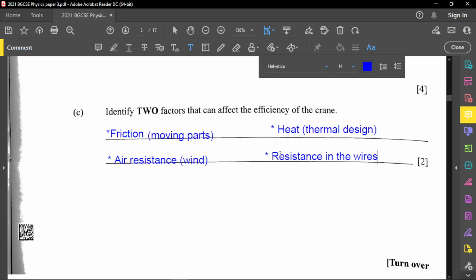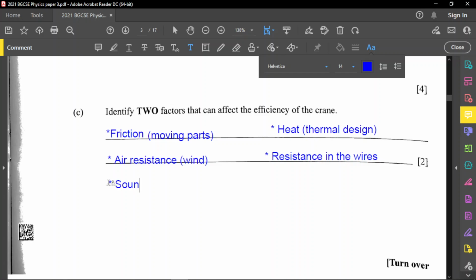Bigger or thicker wires will have less resistance. Shorter wires also have less resistance. So there are a number of factors that could affect that. Also remember that the crane gives off a lot of sound, so energy could be lost because of sound as well. So I could even put that one, because cranes most times are noisy.